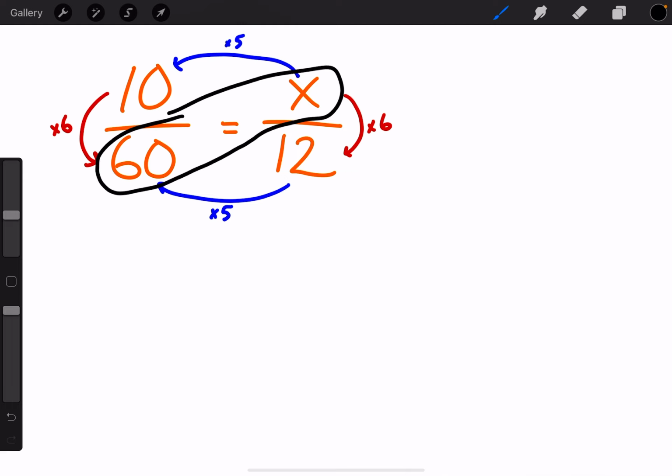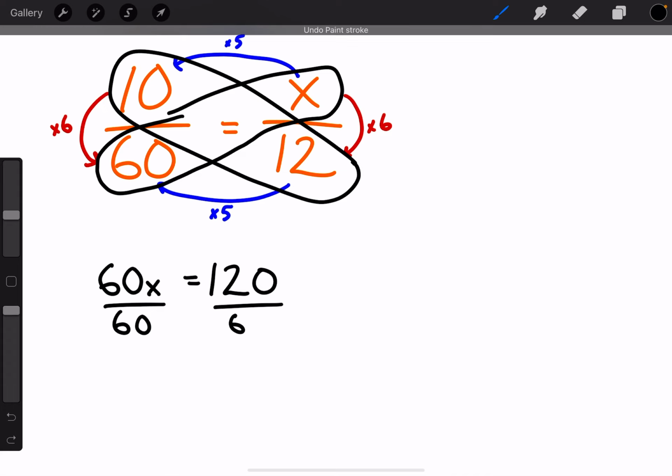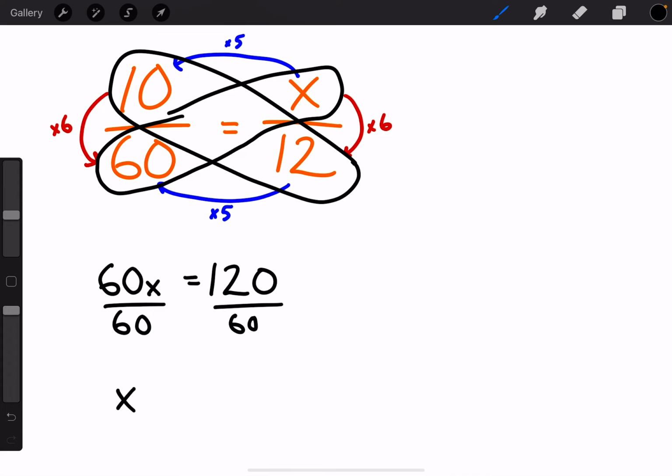is multiplying our diagonals and setting them equal to each other. 60 times x, we write as 60x, and that must be equal to 10 times 12, which is 120. To solve that equation, we just divide both sides by 60, giving us x on the left side, and 120 divided by 60 is 2, which you may have already been able to see just looking at the pattern.